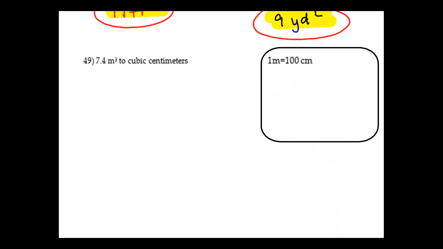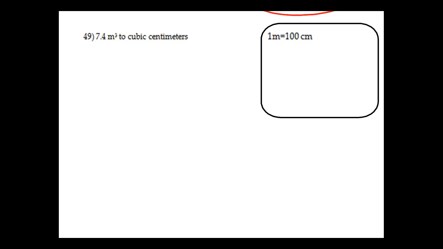Going to number 49. Metric, you have to know the order. Meters is our base. Centimeters is 2 places to the right. So 1 meter equals 100 centimeters.